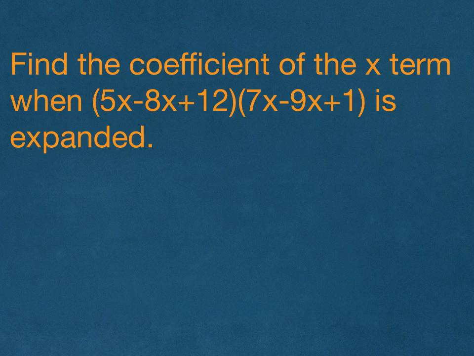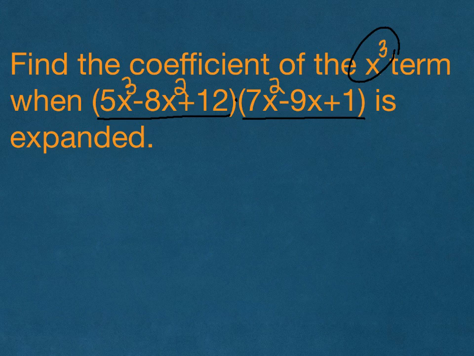Alright, last question. Find the coefficient of the x to the 3rd term when this polynomial times this polynomial is expanded. So remember that the word expanded means multiplied. So my goal is to multiply everything out here and then find what the coefficient for the x to the power of 3 term is.